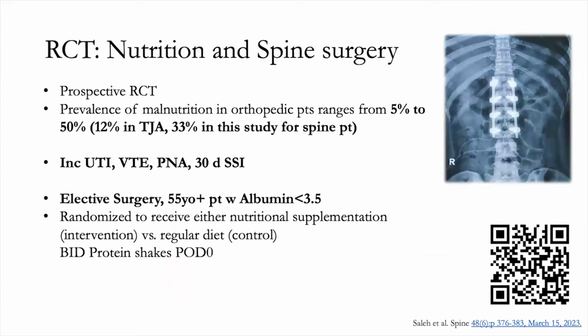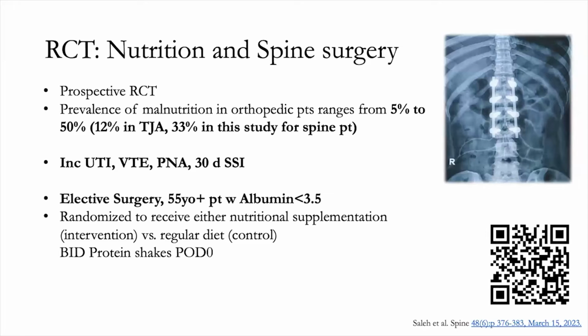Looking at another study, a prospective randomized controlled trial of nutrition within the setting of spine surgery, they commented that the prevalence of malnutrition in orthopedic surgery patients is actually fairly high. They estimated about 12 or 13% in joint arthroplasty and up to a third or more in spine patients, particularly in this study. And when patients were malnourished, they really had a higher risk of complications: UTI, VTE, pneumonia, surgical site infection. And so this was a simple protein shake, BID, starting on the day of surgery.